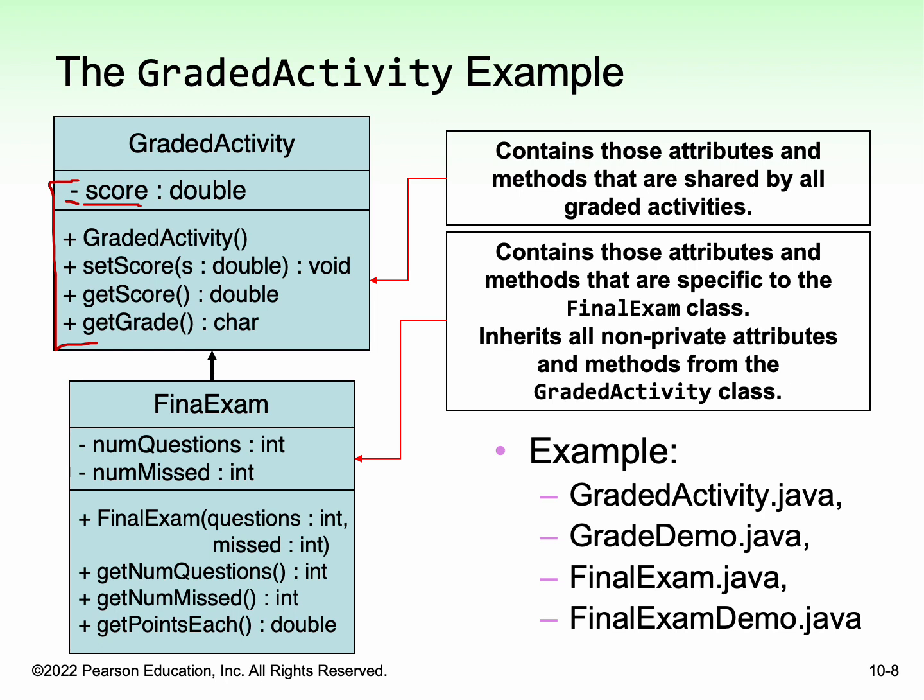But at the same time, you can see that in FinalExam, we're adding a couple of our own variables, which are numQuestions and numMissed, and our own public methods: FinalExam, which is a constructor, then getNumberOfQuestions, getNumberMissed, and getPointsEach. So just a couple of getters and a constructor.